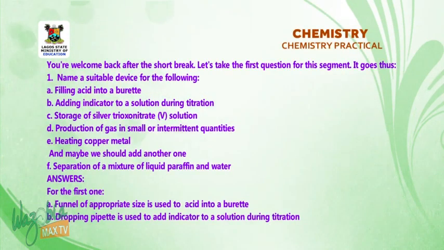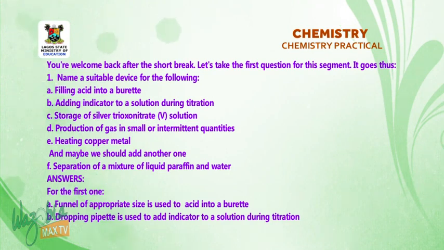So let's take the first question for this segment. It goes thus: name a suitable device for the following. A. Filling acid into a burette. B. Adding indicator to a solution during titration. C. Storage of silver trioxonitrate 5 solution. D. Production of gas in small or intermittent quantities. And E. Heating copper metal. And maybe we should add another one: separation of a mixture of liquid paraffin and water.